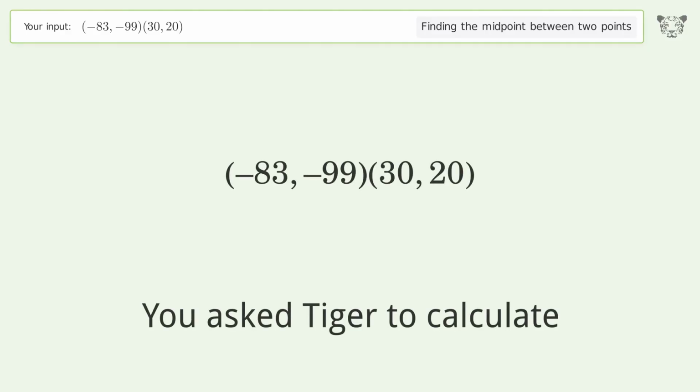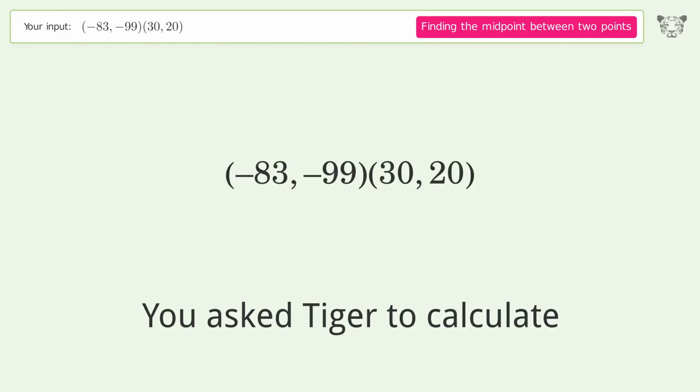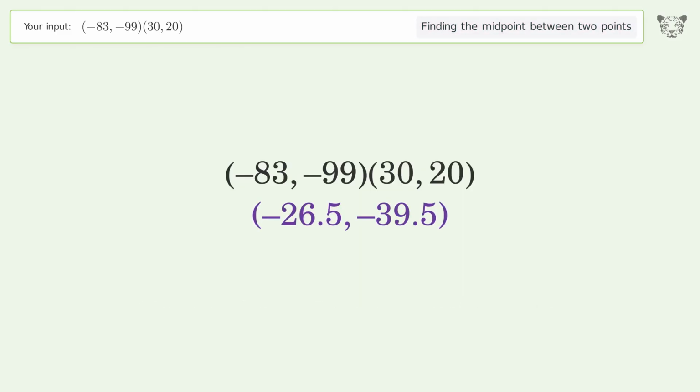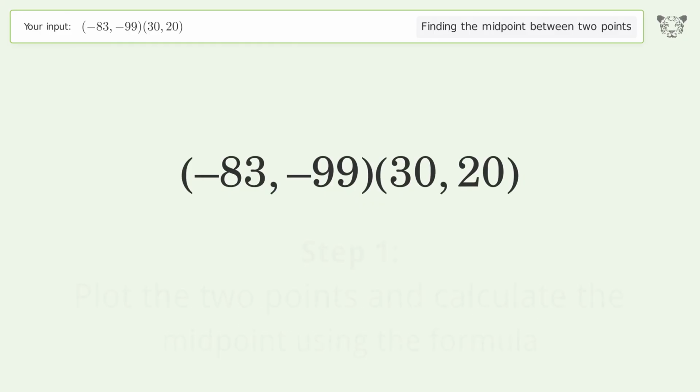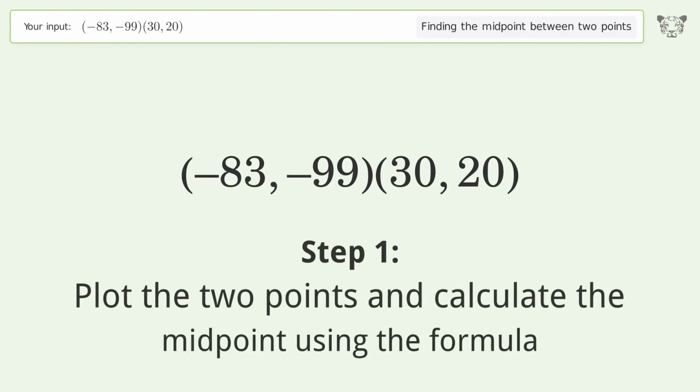You ask Tiger to calculate. This deals with finding the midpoint between 2 points. The midpoint between the 2 points is negative 26.5, negative 39.5. Let's solve it step by step. Plot the 2 points and calculate the midpoint using the formula.